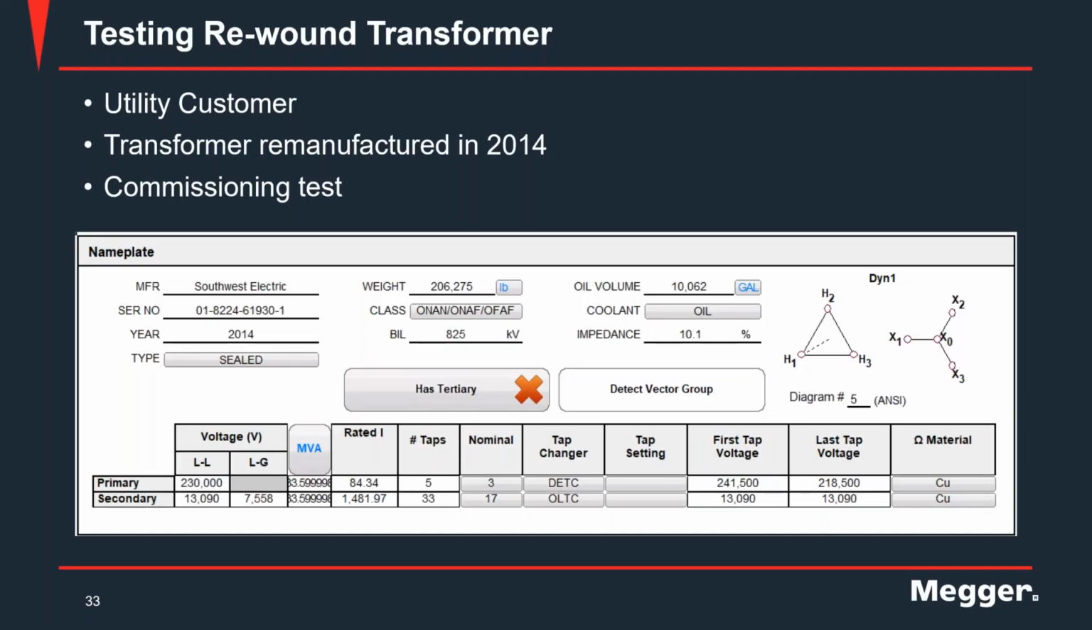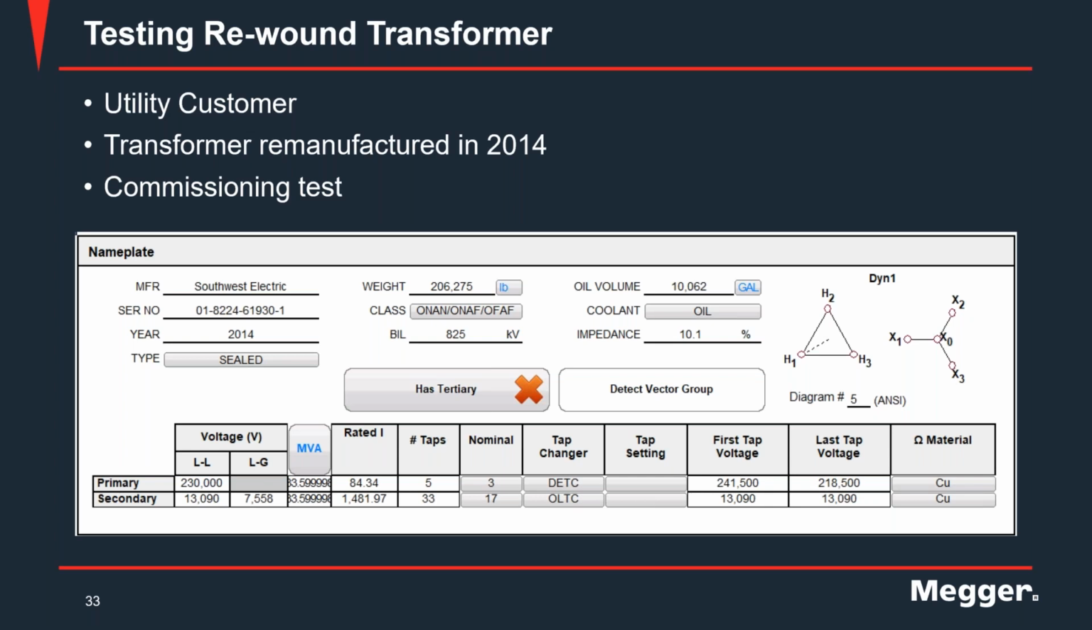So this was with a utility customer, and they had a transformer that they sent in for a rewinding and remanufacture in 2014, and they were getting ready to put it back in service. So before that, they were naturally doing their commissioning test. So I've shared the picture of the nameplate here real quick.